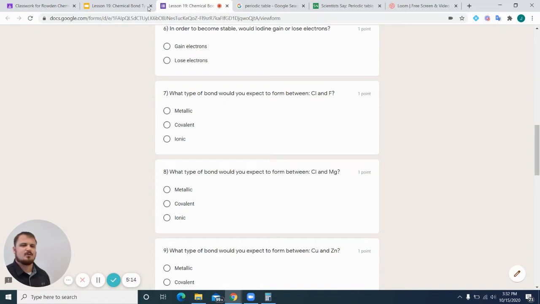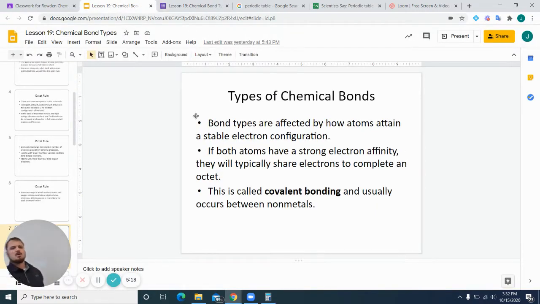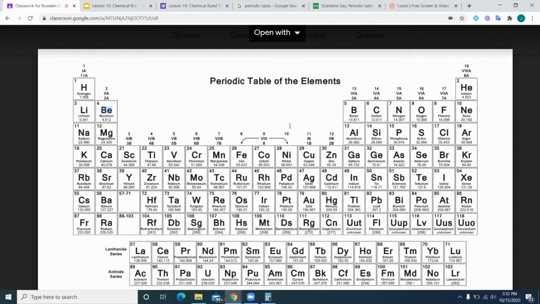What type of bond would you expect to form? So let's look at bonding types. There's 3 types of bonds. The way bonds work is we look at the electron affinity. If 2 elements have a high electron affinity, neither one wants to give up the electrons, so they're going to share electrons. Remember, electron affinity increases as you go up and to the right. So this upper right corner right here has the high electron affinity.